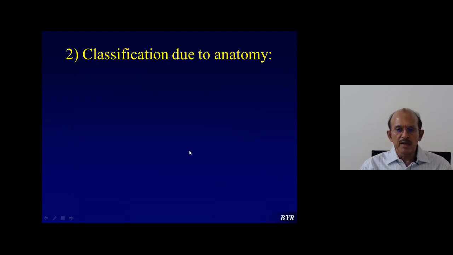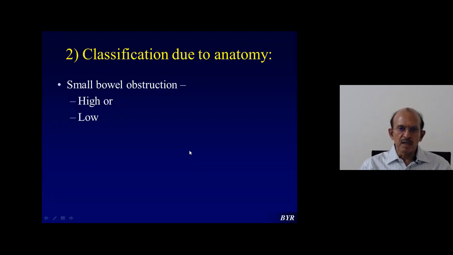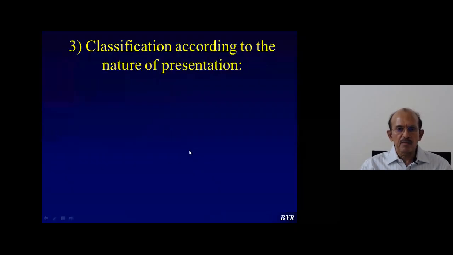Classification according to anatomy. The obstruction can be in the small bowel. In the small bowel, again, we have jejunum and ileum. That is why it can be in the jejunum or in the ileum. Then we call it high obstruction or low obstruction. Then it can be large bowel obstruction.